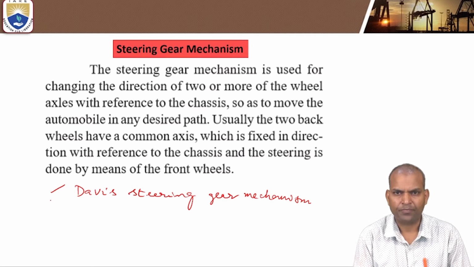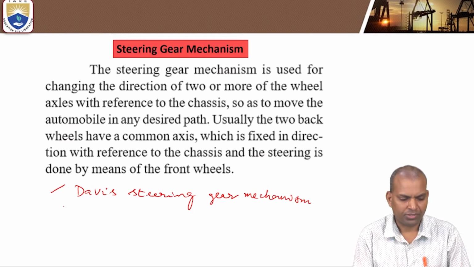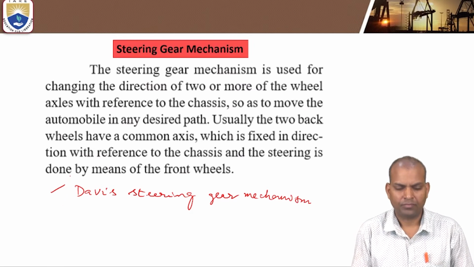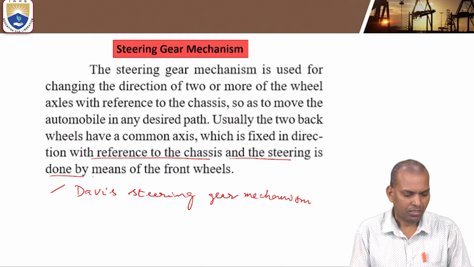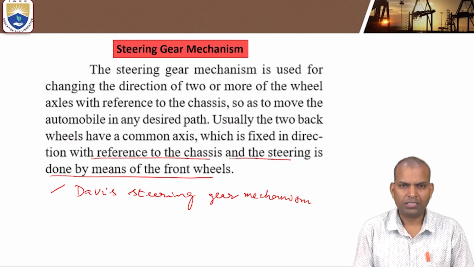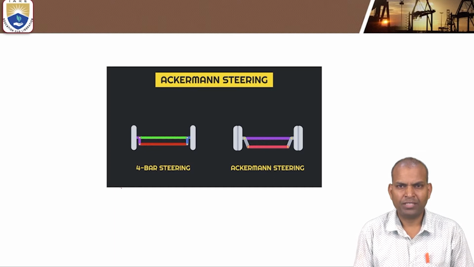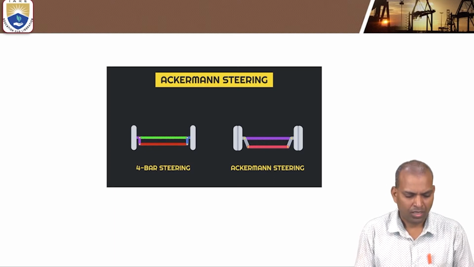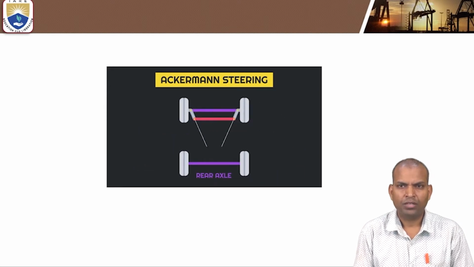Usually the two back wheels have a common axis which is fixed in direction with reference to the chassis, and the steering will be controlled by means of the front wheels. Now here it is an Ackerman steering gear mechanism, and it is a 4-bar steering gear mechanism. So this is the rear axle.